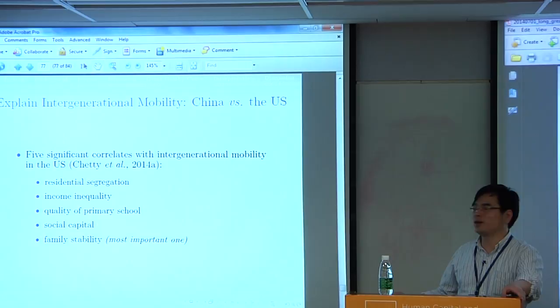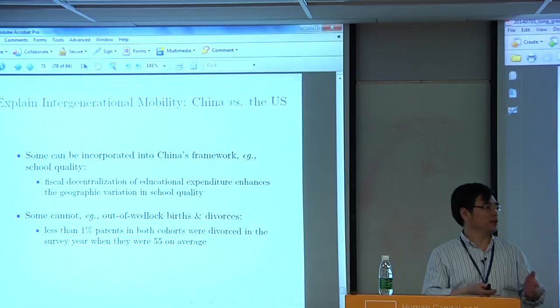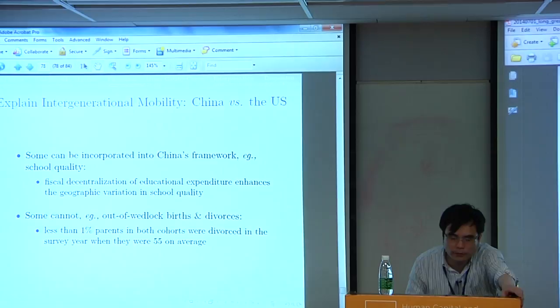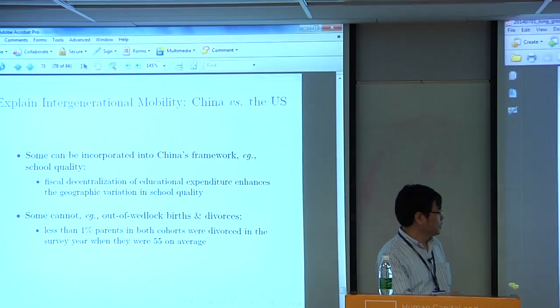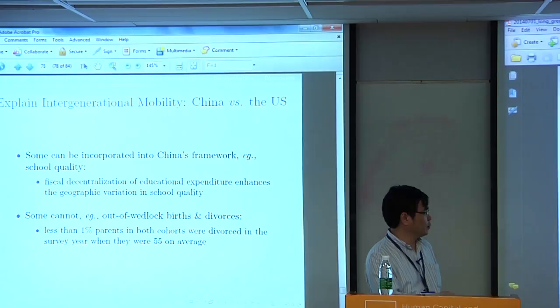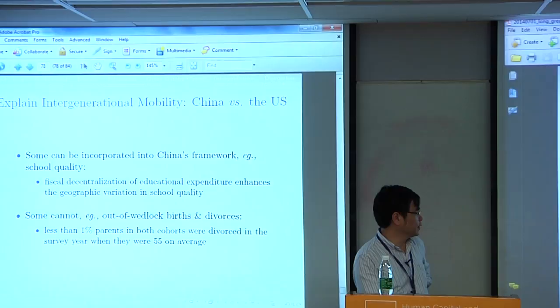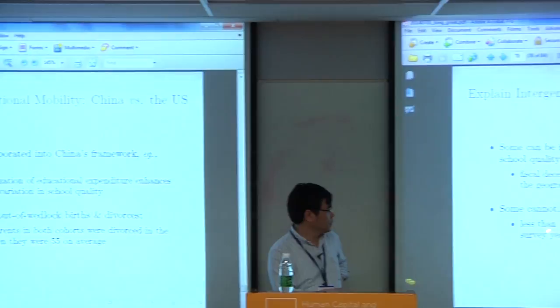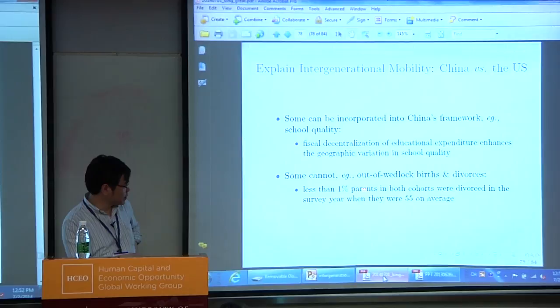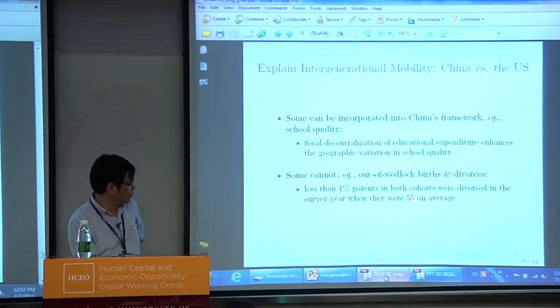Now, some of this can be easily incorporated into our framework. For example, fiscal decentralization is already in our model, and that part can enhance the geographic variation in school quality. So that is consistent and can be easily incorporated. Some cannot, for example divorce and out-of-wedlock births. Less than 1% of parents in both cohorts were divorced in the survey year when they were 55, on average. So in China, perhaps in those days, it was not so common.